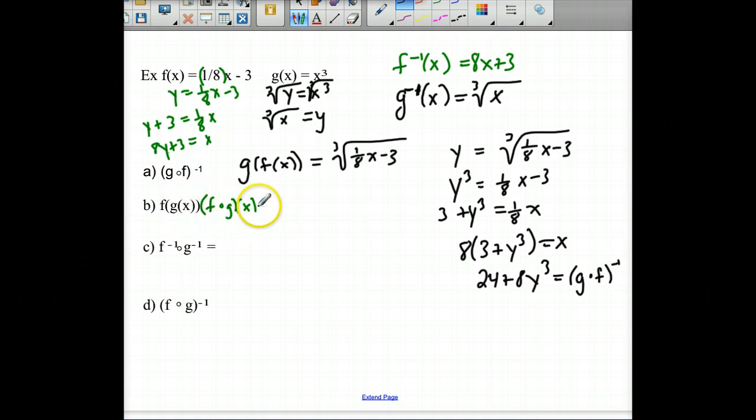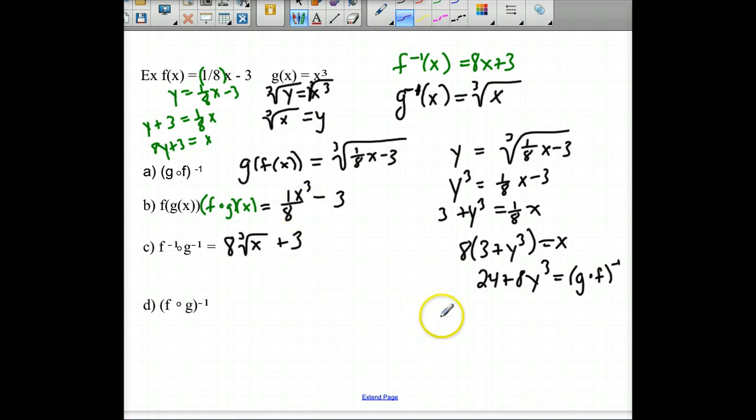This one, f of g of x, putting g of x into f, so we'll have 1/8 times x cubed minus 3. This one, inverse of f with the inverse of g inside of it, so we're going to take that and put it inside of the inverse here. So it'll be 8 times the cubed root of x plus 3. f of g inverse means we have to do f of g first, which we did here, and then take the inverse of that. So I'm going to do that work over here.